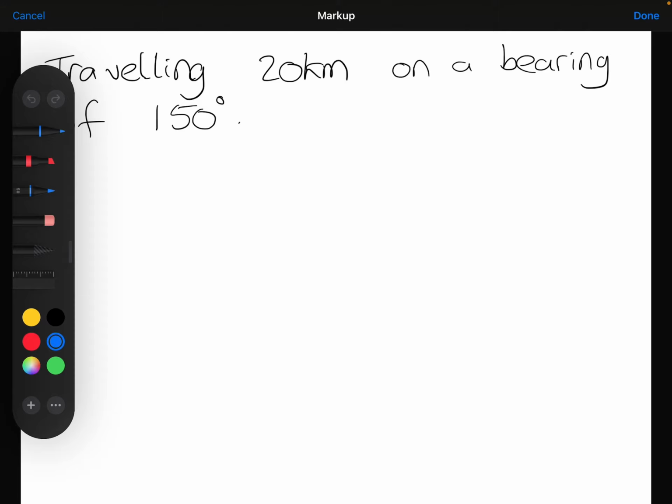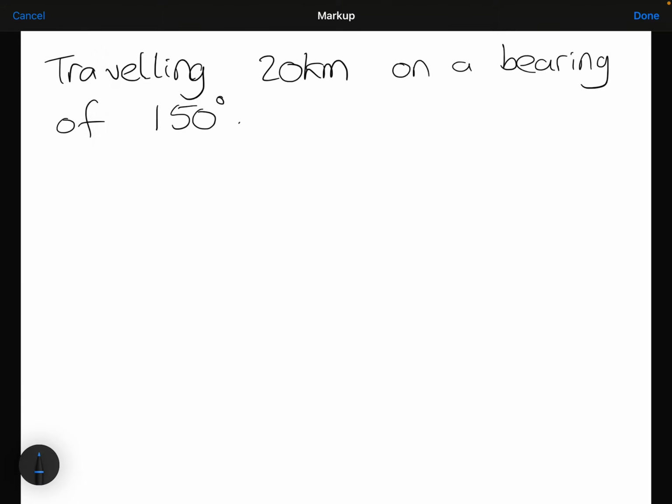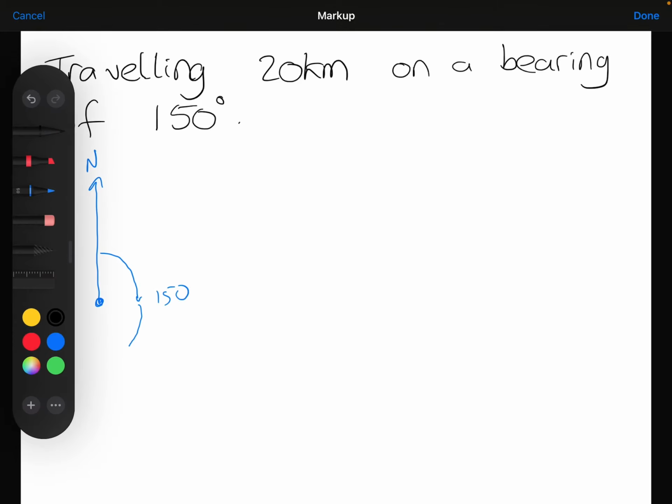Next example. I want to travel 20 kilometres on a bearing of 150 degrees. So let me draw a little diagram. There I'm starting, and if that's my north line, 150 degrees would be, well, that there is 90, and I need to keep going to get to 150. So that's going to be something like that. Not quite going all the way around to 180, but it's 20 kilometres in this direction, roughly. But like we said before, I want to know how much am I going across, and in this example, how much am I going down?